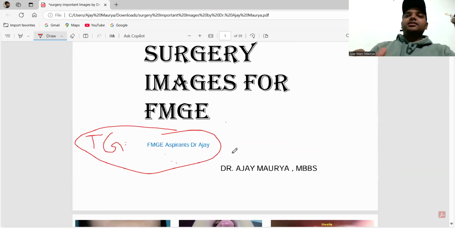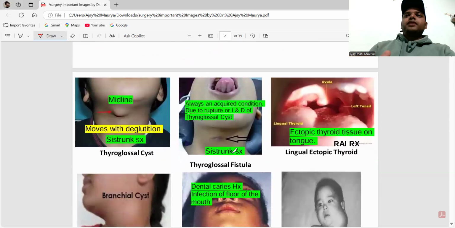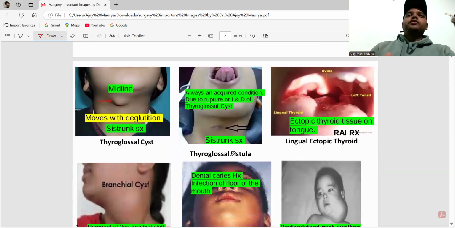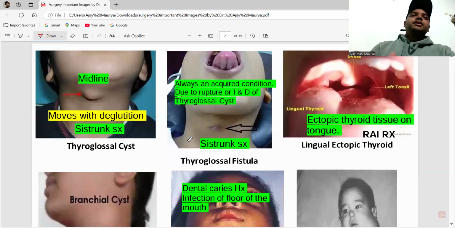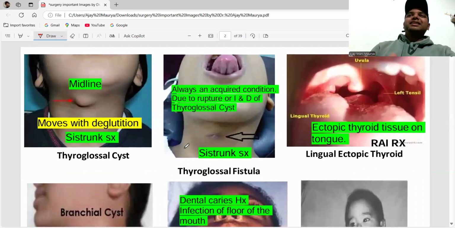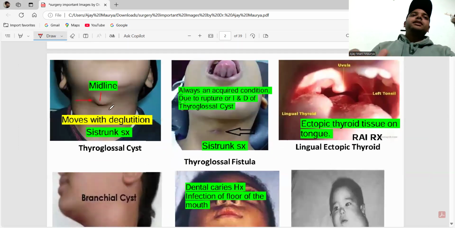Let's go. Guys, the first one we are going with is the thyroid. This is the thyroglossal cyst. It is in the midline and always occurs in the midline. It moves with deglutition. Okay, now this is the case of the thyroglossal cyst.